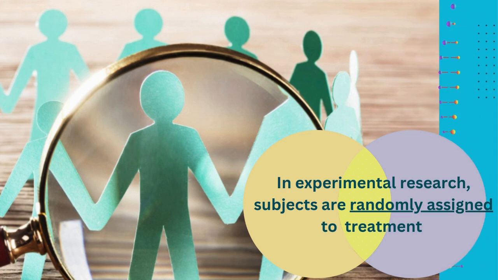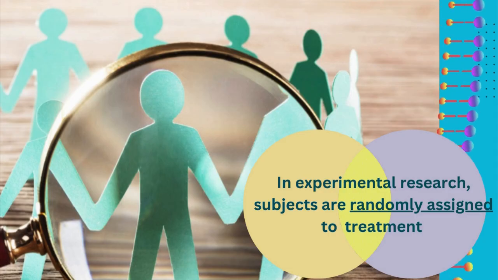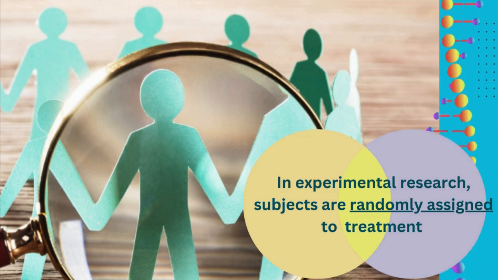In experimental research, subjects are randomly assigned to a treatment. Randomly assigned means every member of the sample has an equal chance of being placed in the control group. During the trial, random assignment is the way of placing participants from your sample into different treatment groups using randomization. So, random assignment is the key part of experimental design.